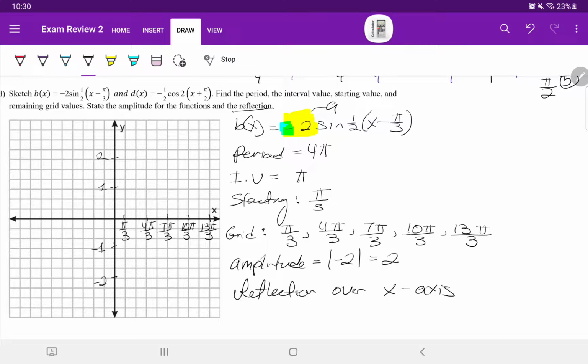Now, sine usually starts at 0, goes up to max, back to 0, down to the min, and back to 0. But because of the reflection over the x-axis, it's going to start at 0, but then it's going to go down to the minimum. Back up to 0. Reaches the maximum. Back to 0. That is reflection over the x-axis. And that is how you sketch b of x.